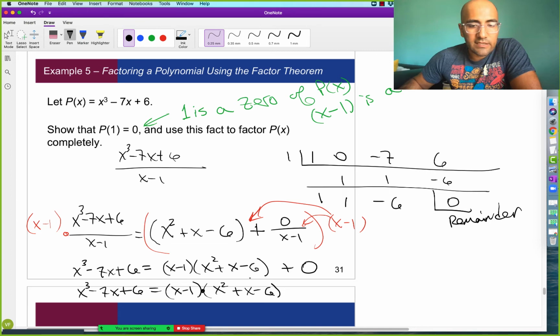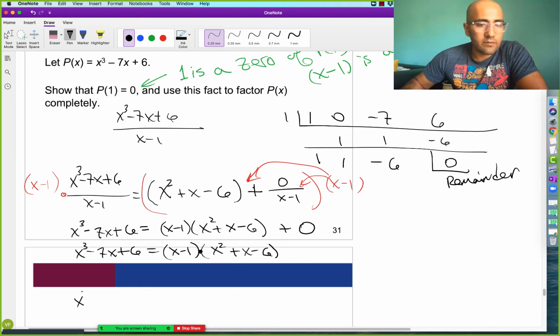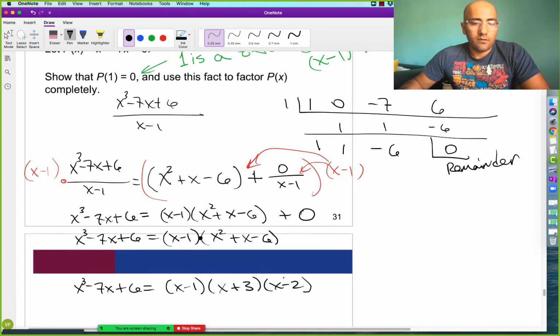We're not totally done yet because we can still factor this a little bit more. This is just going to be something simpler to factor. We need two numbers that multiply to negative 6 but add to 1. That's just going to be 3 and 2. So this is going to be x cubed minus 7x plus 6 equals x minus 1 times x plus 3 times x minus 2. Right? This last trinomial factors into these two. Any questions?